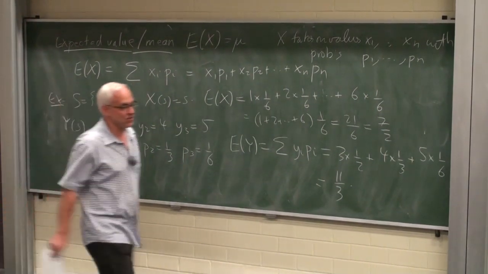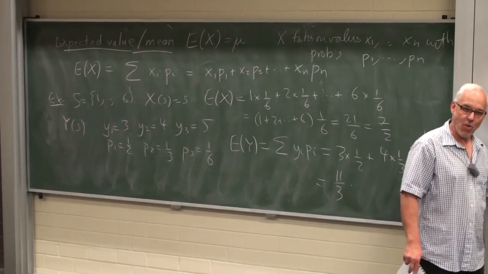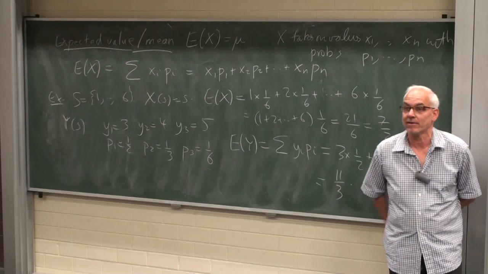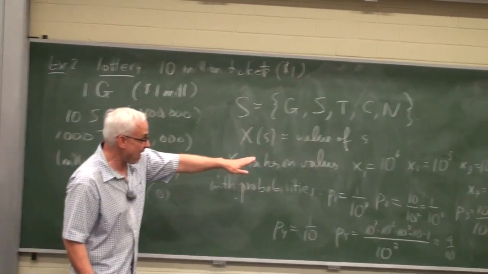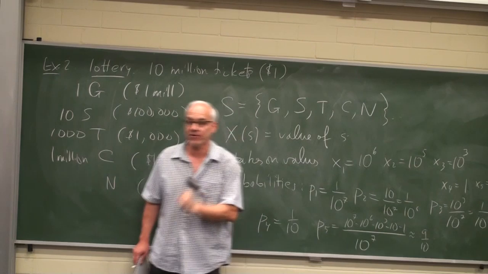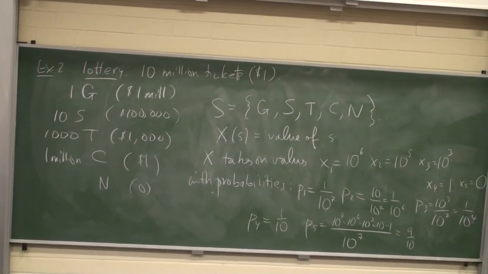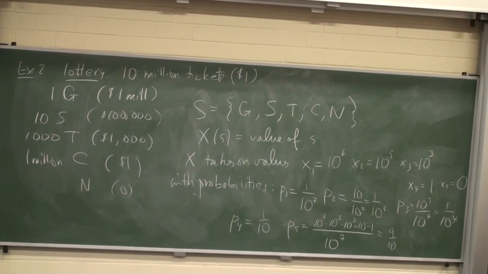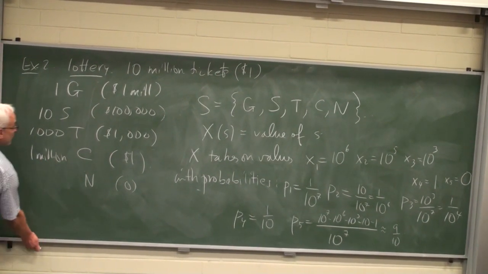Okay, the real object of interest is this one here. This is real life. What's the expected value of this lottery? It's not hard to compute because we have the values right here. These are the values, and here are the probabilities. So to calculate the expected value of the lottery, we just apply the same formula.